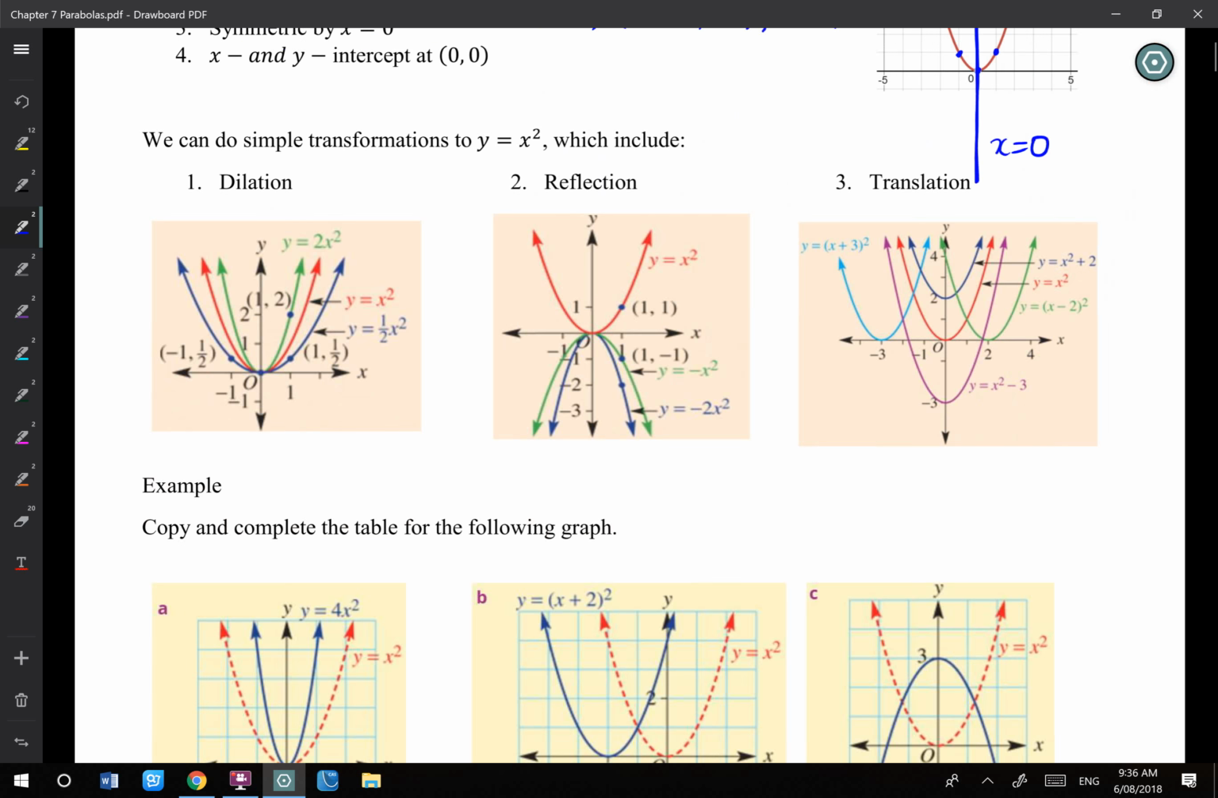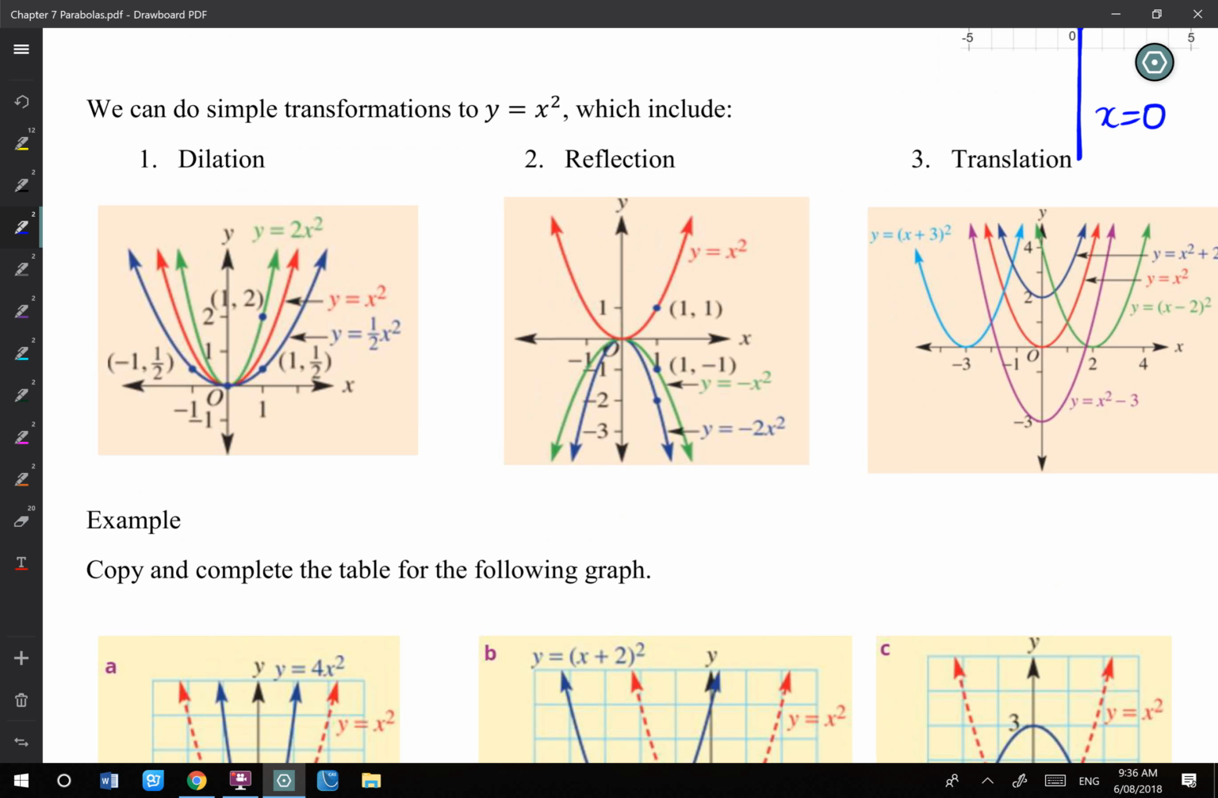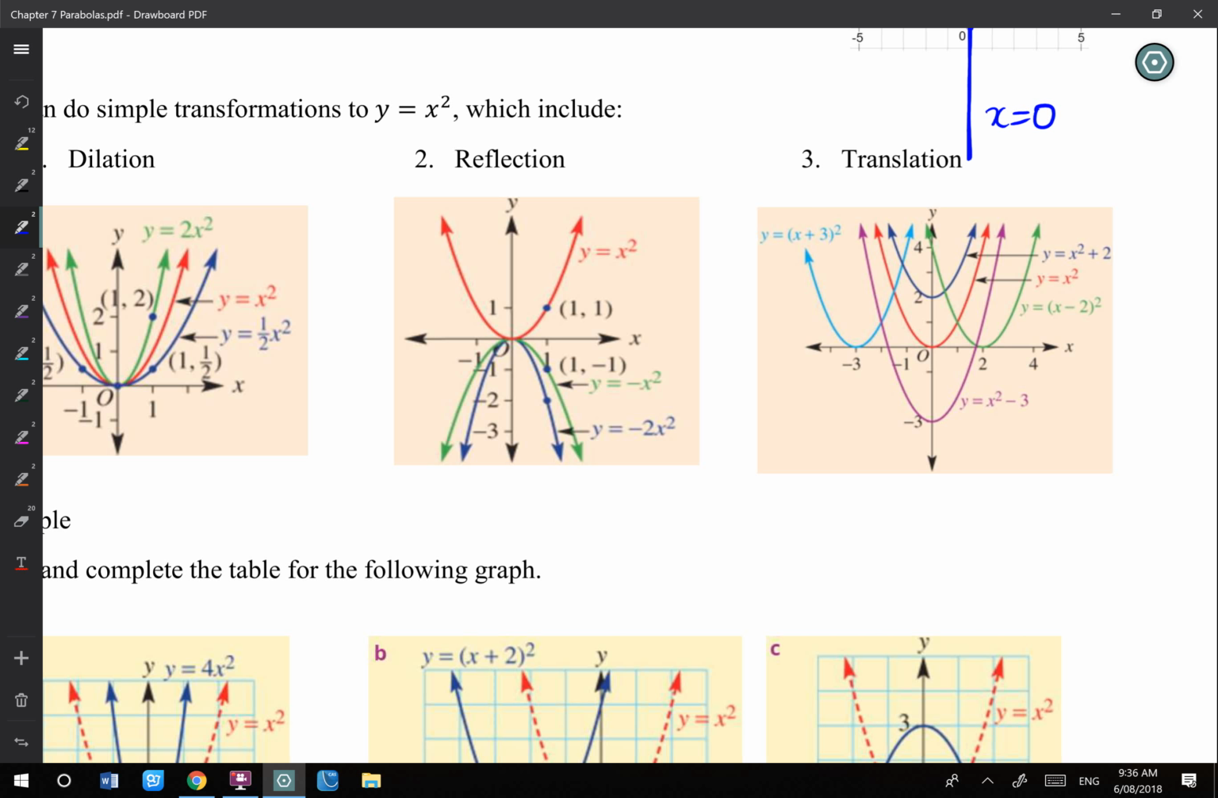There are 3 things we can do. We can stretch it, which is the dilation. I can stretch it to make it fatter or thinner. Or we can reflect it. It's originally this way, and I can reflect it to make it this way. I call this a happy face and this a sad face. So this is happy, this is sad, so reflect it. Or I can translate it, up or down, or left or right. So I can do the translation as well.